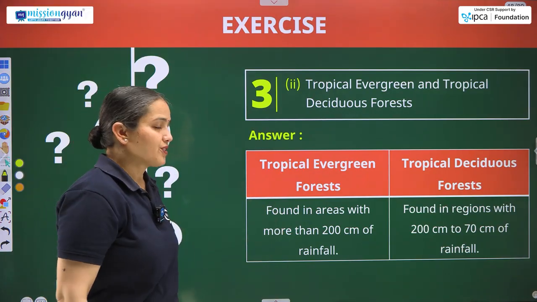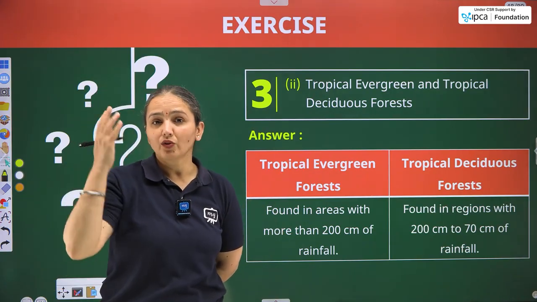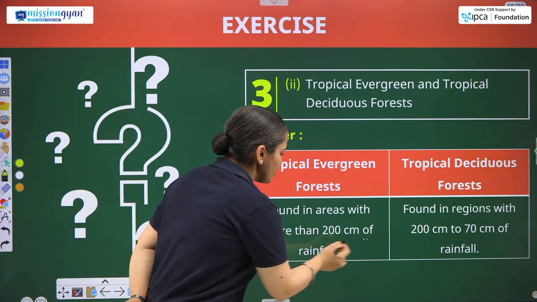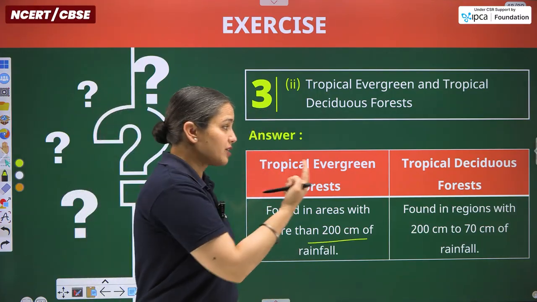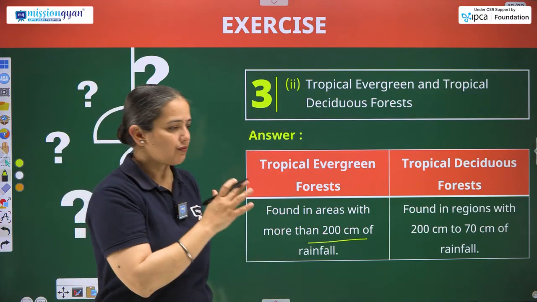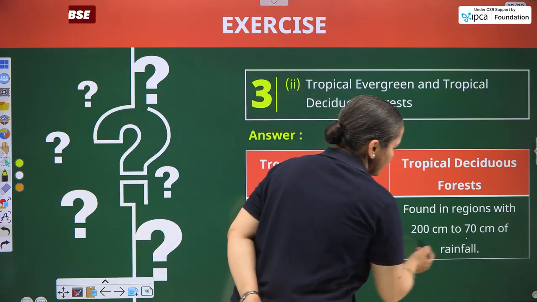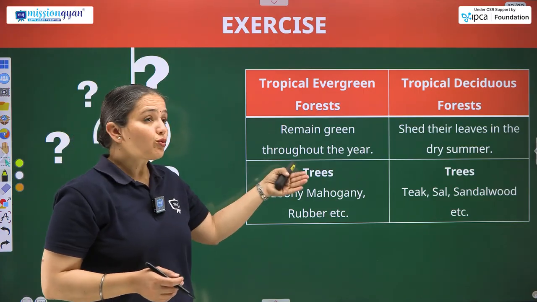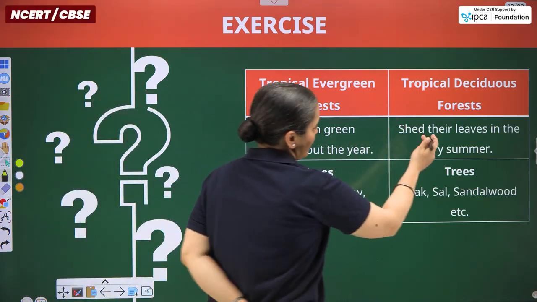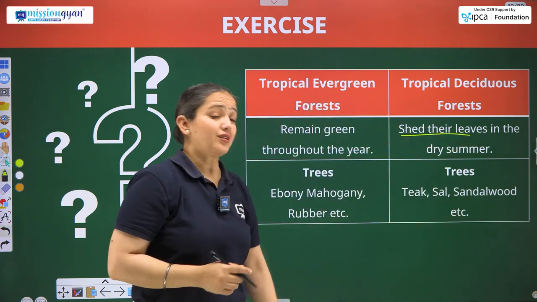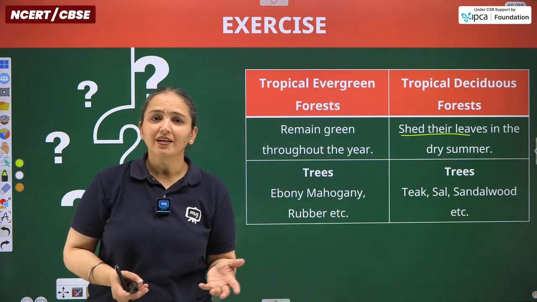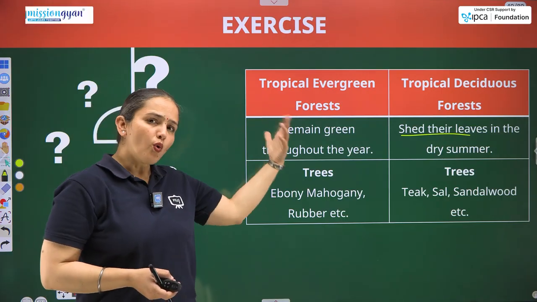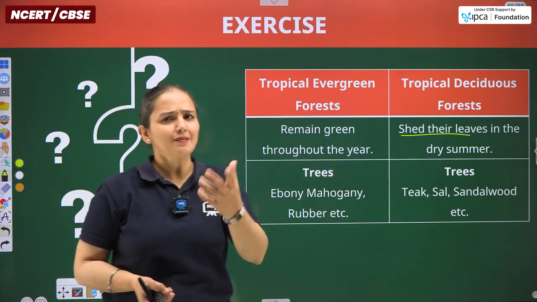Tropical evergreen forests are found in areas where the rainfall received is more than in any other type of forest area, more than 200 centimeters of rainfall. Within the deciduous forest, rainfall is quite less than in the evergreen forest, between 70 and 200 centimeters. Evergreen forests remain green throughout the year, so they are dense forests, while deciduous forests shed their leaves in the summer and dry season. Summers are dry, although not entirely; sometimes rains do take place as well. So these are more dense forests, and these are less dense forests, in the simplest terms.